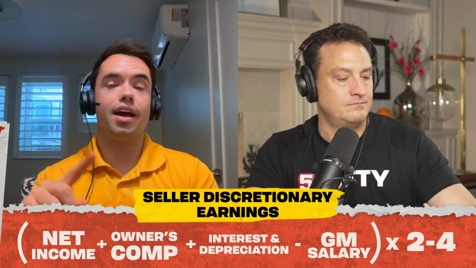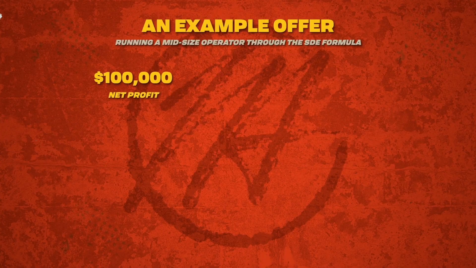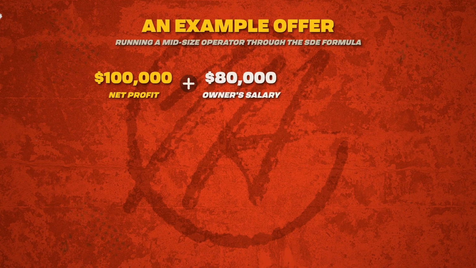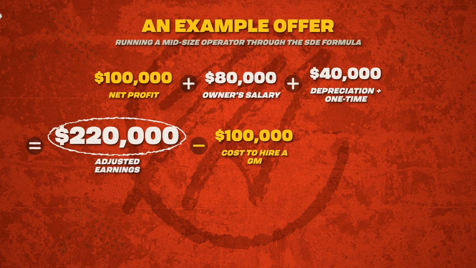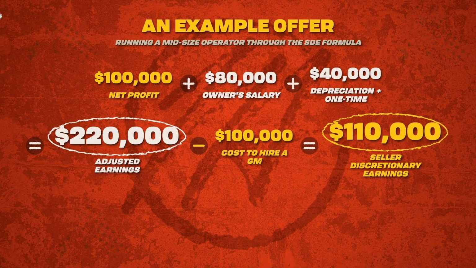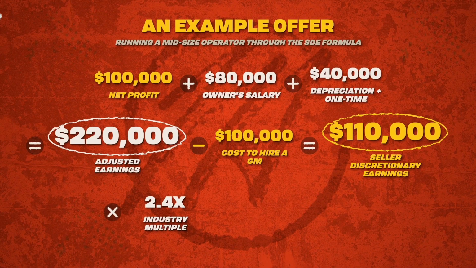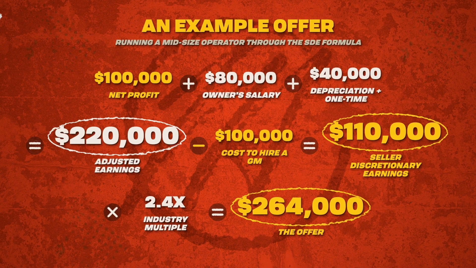For example, if they had $100,000 of net profit, and they took $80,000 as a salary, plus they had $40,000 of depreciation and one-time expenses. Okay, that's $220,000. And then I'm like, well, it's going to cost me $100,000 to get a GM in here, so that would put me at $110,000 of seller discretionary earnings. Then I'd show them this is 2 to 4x. I think you're at 2.4 based upon this industry, and I'm going to offer you 2.4 times $110,000. That's probably what I'd do if I was trying to acquire a mid-sized company with an owner operator and a good brand. I didn't really want the brand, I was just buying the business. But I'm not going to be buying any accounts.